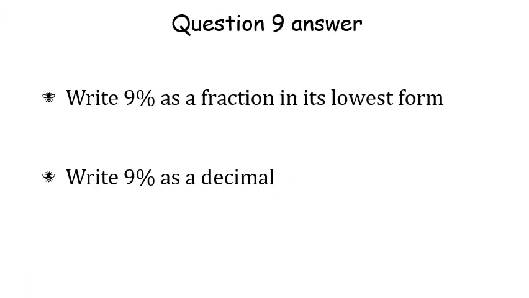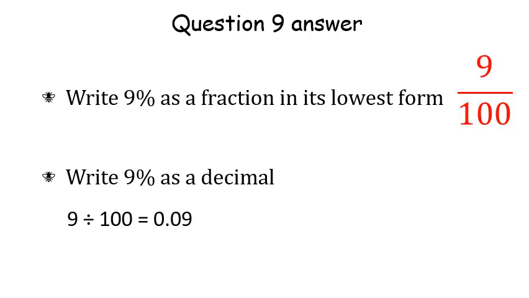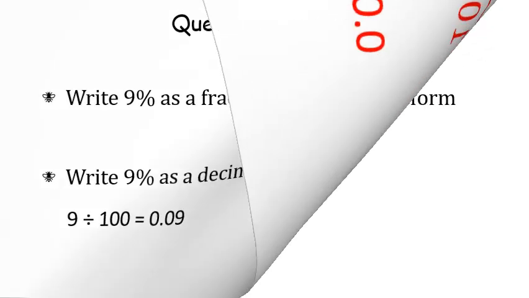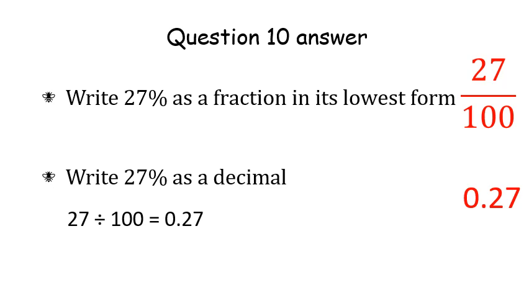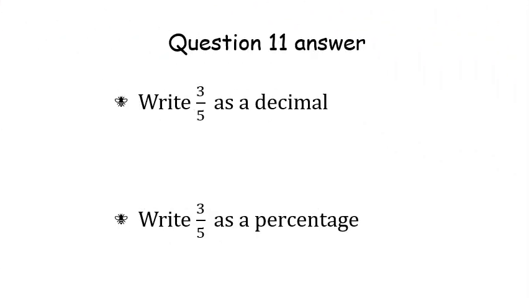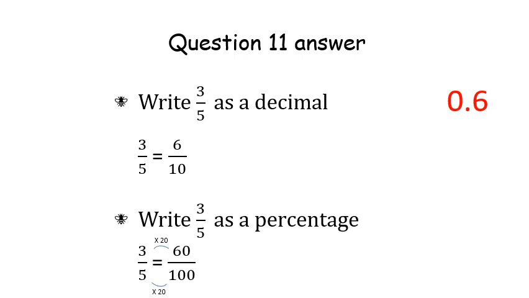Question 9. 9% as a fraction is 9 over 100 and 9% as a decimal is 0.09. Question 10. 27% as a fraction is 27 over 100 and 27% as a decimal is 0.27. Question 11. 3/5 as a decimal is 0.6 and 3/5 as a percentage is 60%.